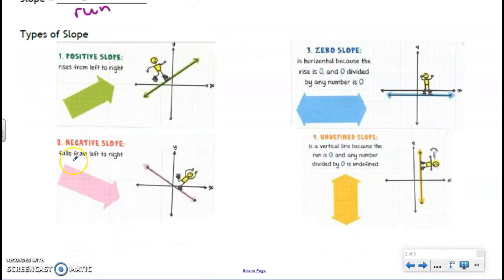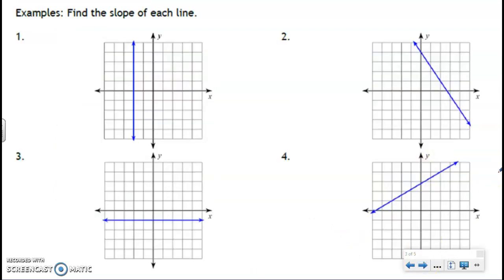Positive slope rises, negative slope falls, okay, so we say increasing or decreasing. Zero slope is a horizontal line, and undefined slope is a vertical line. So when you're looking at these problems, as soon as you see a vertical line, you should be able to say that this is undefined slope. And as soon as you see a horizontal line, you should be able to say that the slope is 0. The other two, it's a little different, but you did do this in the first lesson.